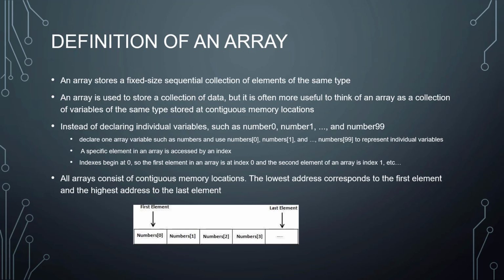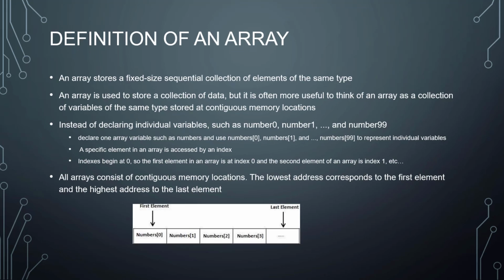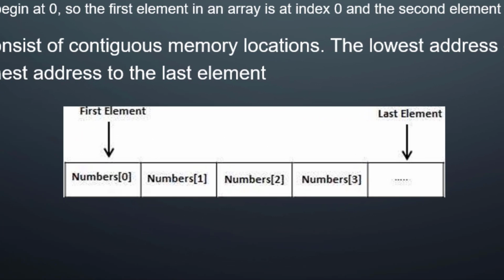All arrays consist of contiguous memory locations. The lowest address corresponds to the first element, and the highest address to the last element. So if you look at the picture here at the bottom of the screen, you'll see that we have an array called numbers. Numbers with an index of 0 is the first element, all the way to the last element. And in memory, within RAM, all these values are stored right next to one another. So it's easy and fast to access them.